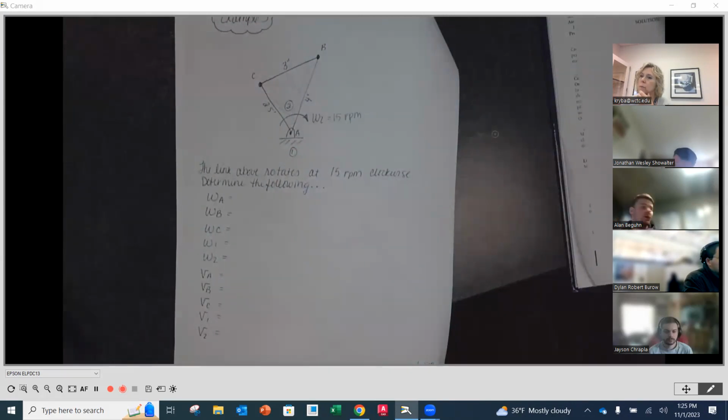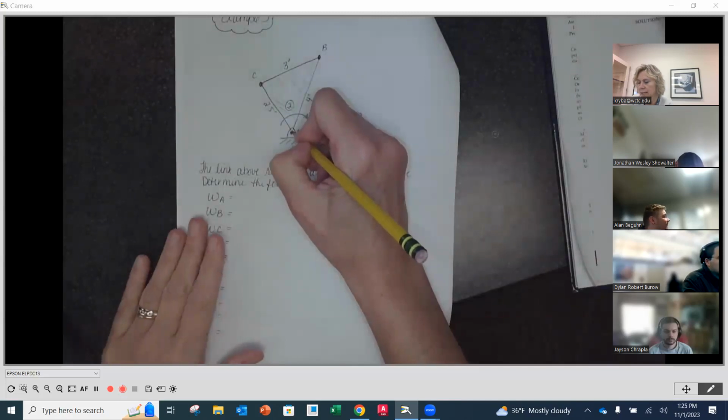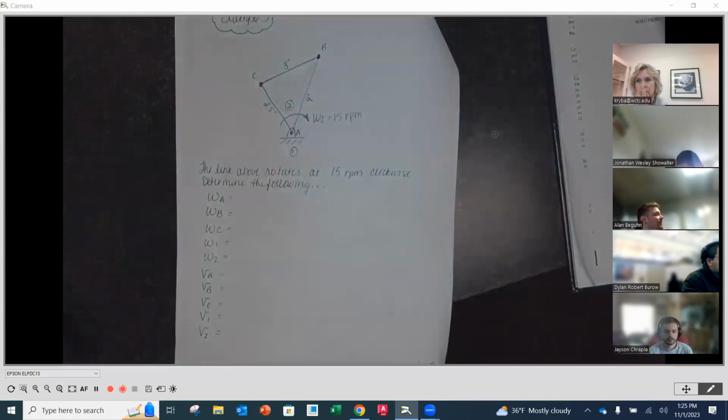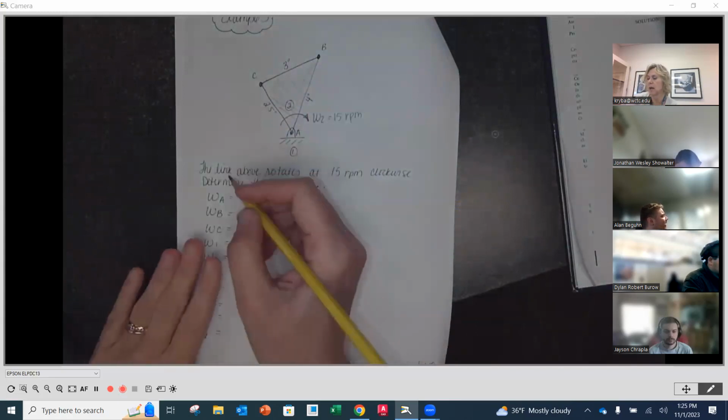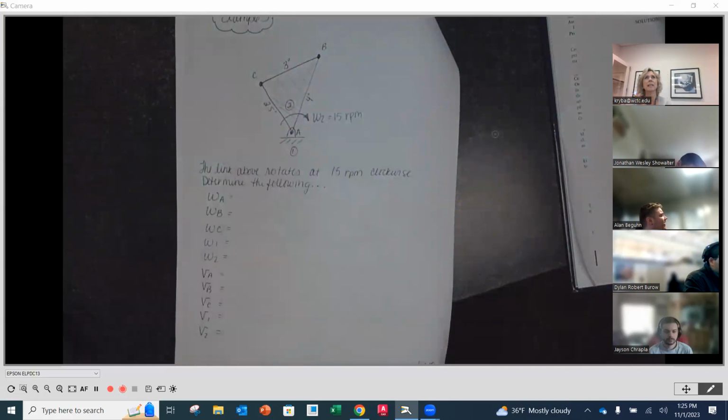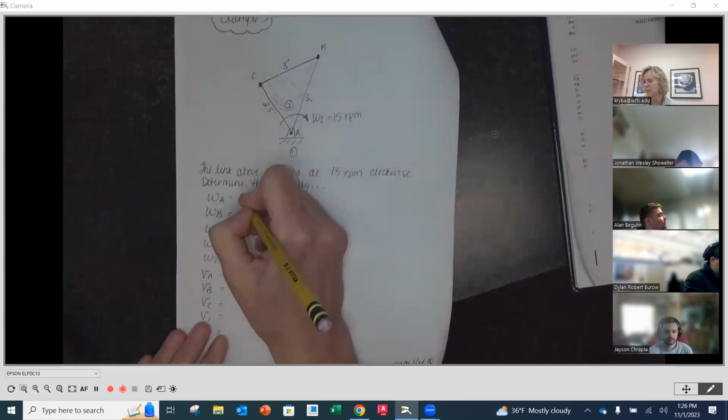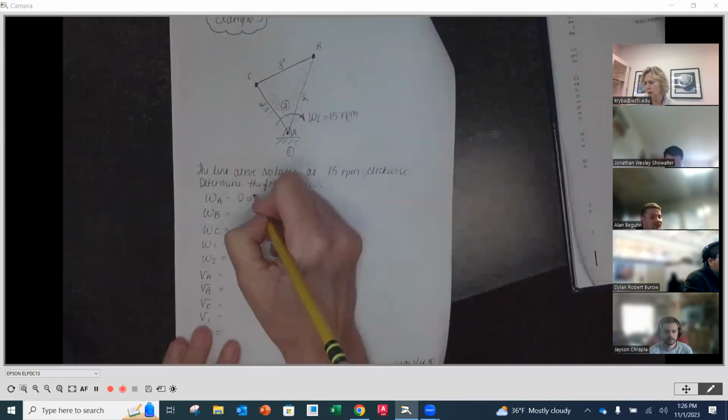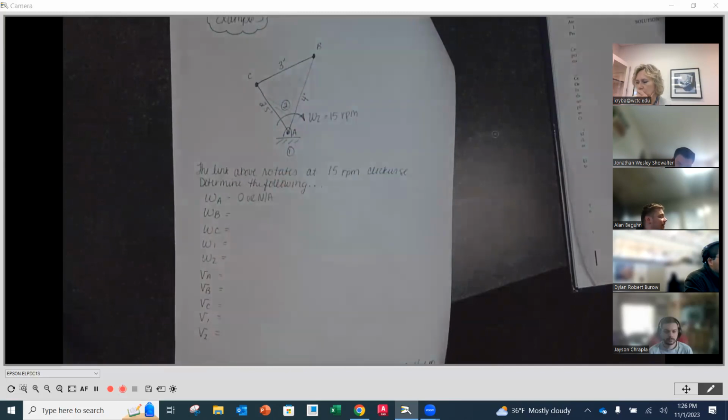Now, if I wanted to know what the rotational speed of point A is on here, what is it? It's nothing. It's at 0. This is the center of rotation. And we wouldn't even say 0, it's not really a number. It's like non-applicable. It's like it's not rotating. It's the actual axis. So if you put 0, it's fine. 0 or NA.